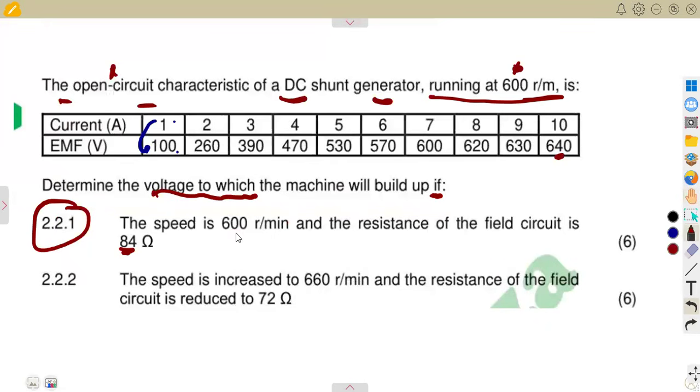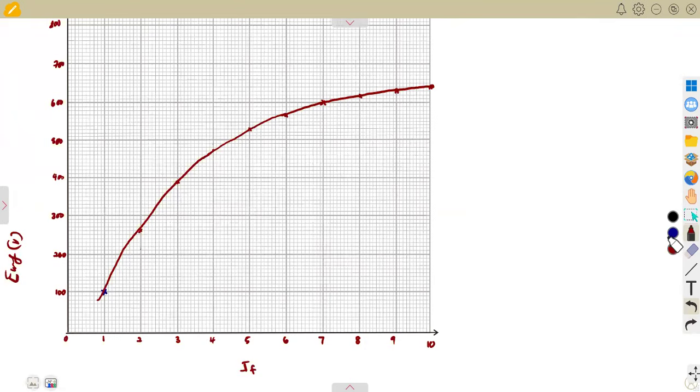Like I said, the speed is still at 600, nothing has changed, but the field resistance there is 84 ohms. All right, so that's 2.21. So remember what I said, the field resistance of 84 ohms is the change in the voltage over the change in the current. So originally you are at 84 over 1. From the 0, 0 that you are having here, you are supposed to mark 84 versus 1.